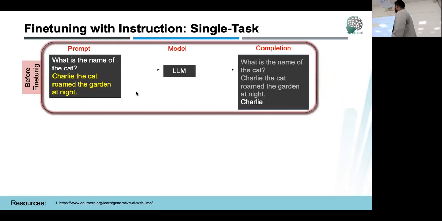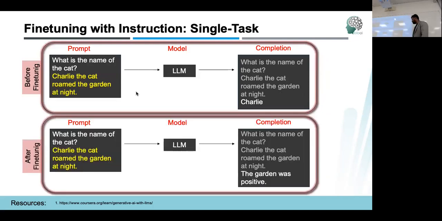Let's see another example, with the same model that was fine-tuned before. Before fine-tuning, when you asked what is the name of the cat in the sentence 'Charlie the cat roamed the garden at night', the answer it was giving was Charlie. Let's see how it performs after fine-tuning. It says the garden was positive. So what do you think happened here? Anything?